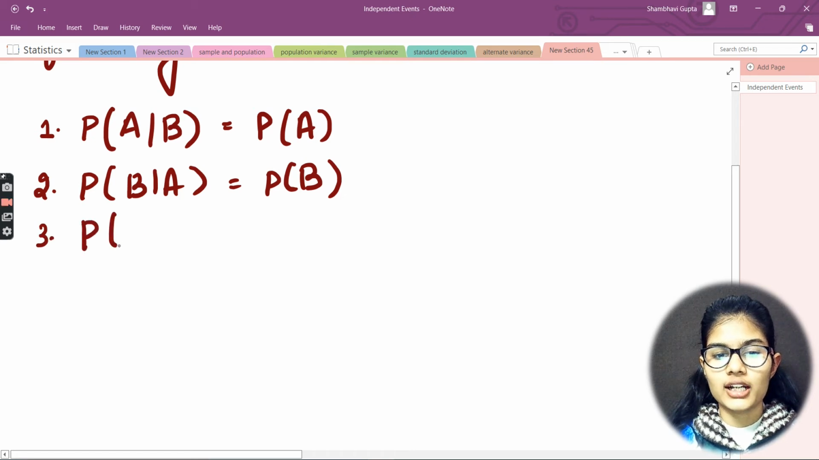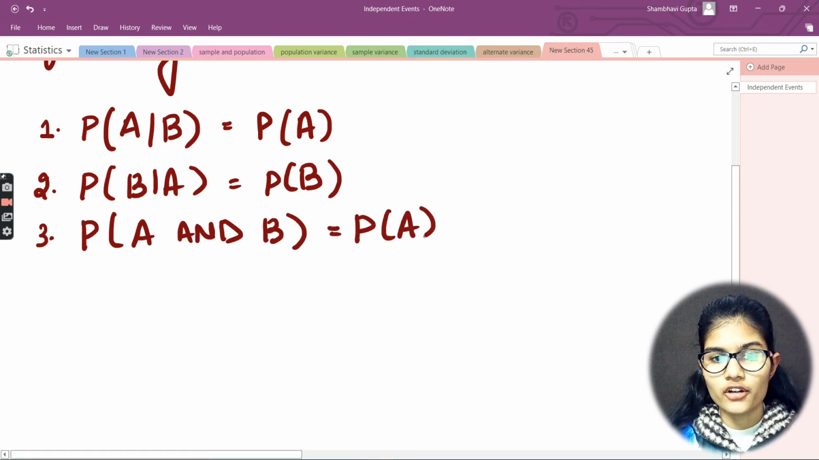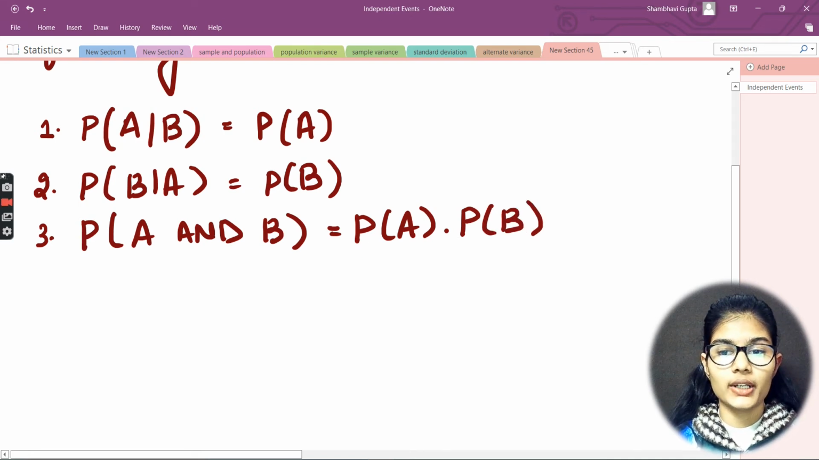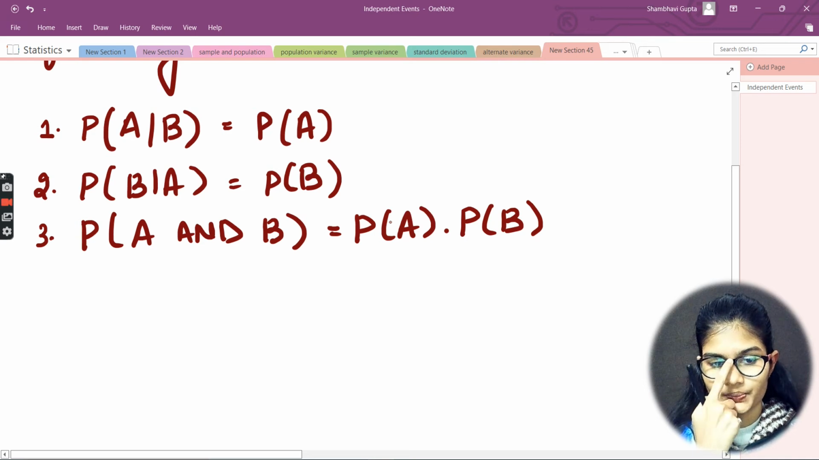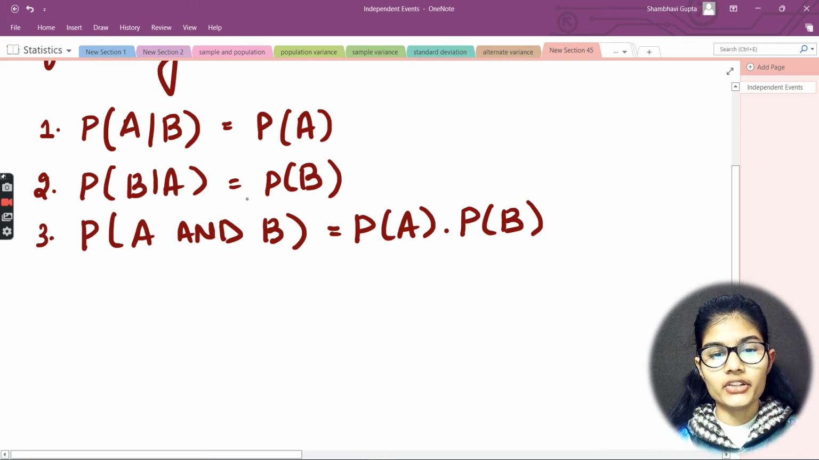Now my third condition is that the probability of A and B is equal to the probability of A times the probability of B. So right here we have: the probability of A given B is equal to the probability of A, the probability of B given A is equal to the probability of B, and the probability of A and B is equal to the probability of A times the probability of B. If these conditions are true, then we say that the two events are independent.